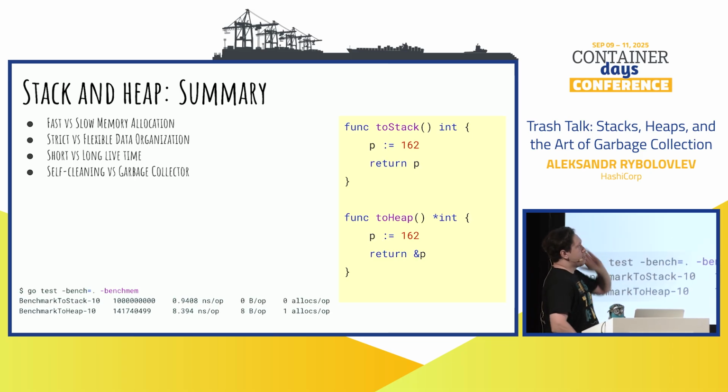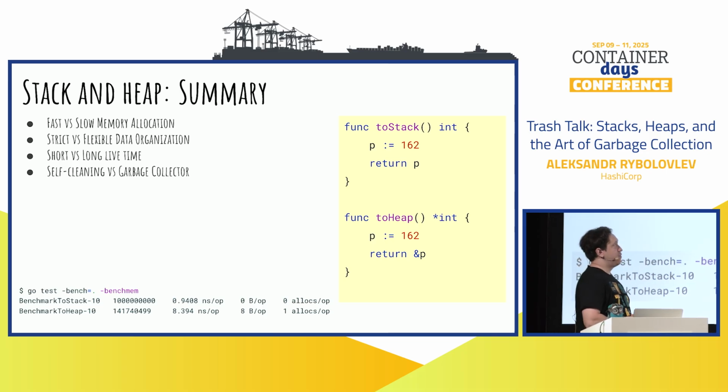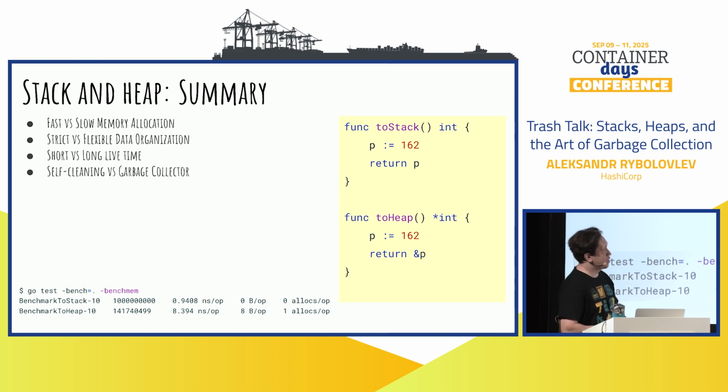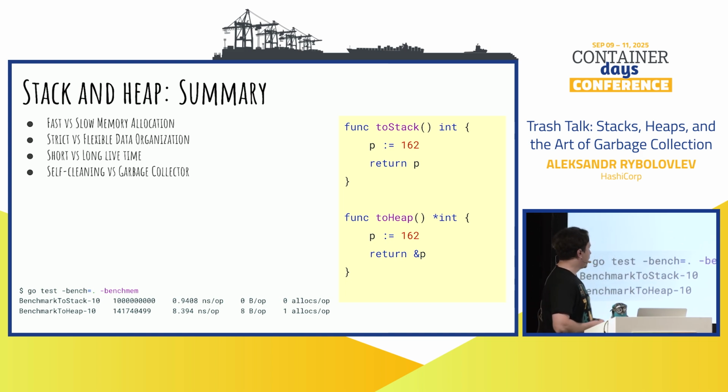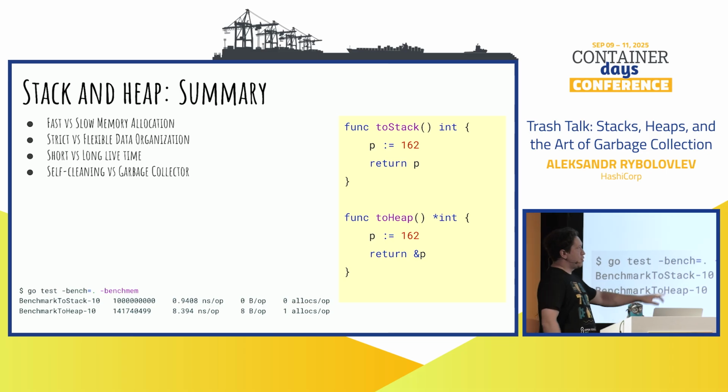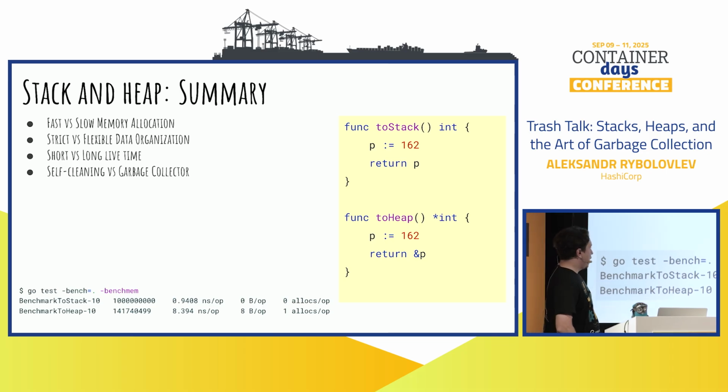This is, again, this example that we saw before when we just create an integer variable, and then we return it. In the first case, we return an integer itself. In the second example, we return a pointer. And this is the benchmark for those two simple functions.